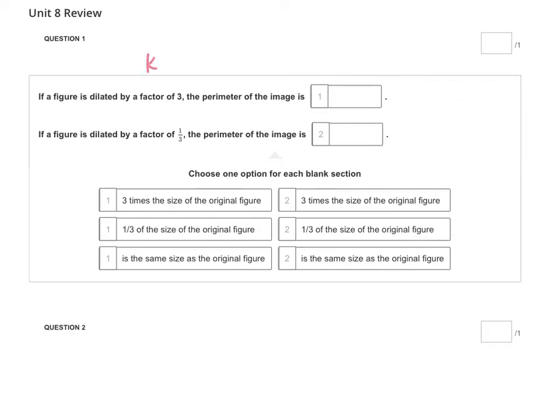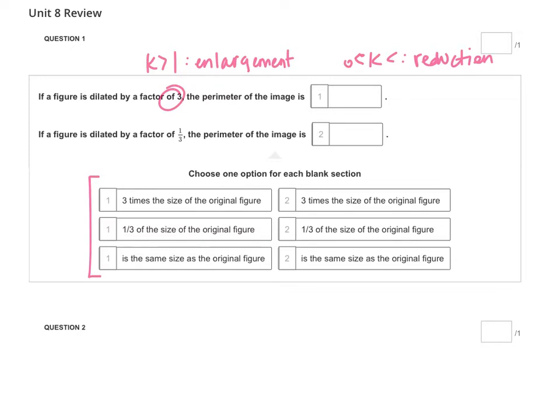Remember when we talked about scale factors, anytime k is greater than 1, you are going to have an enlargement, okay? And then anytime k is between 0 and 1, we are going to have a reduction, or our image is going to get smaller. So here in the first example, if a figure is dilated by a factor of 3, the perimeter of the image is going to be what? So we have our options 1 and 2 over here.